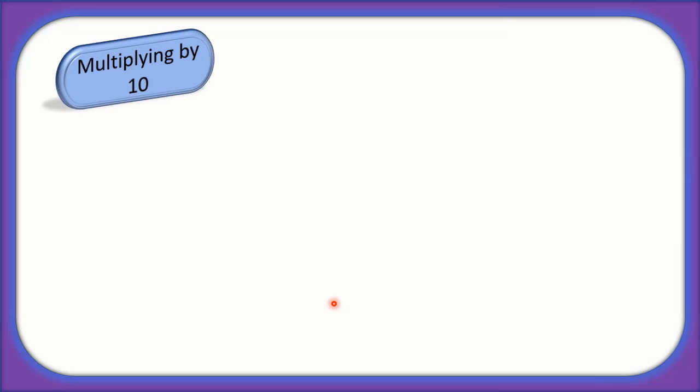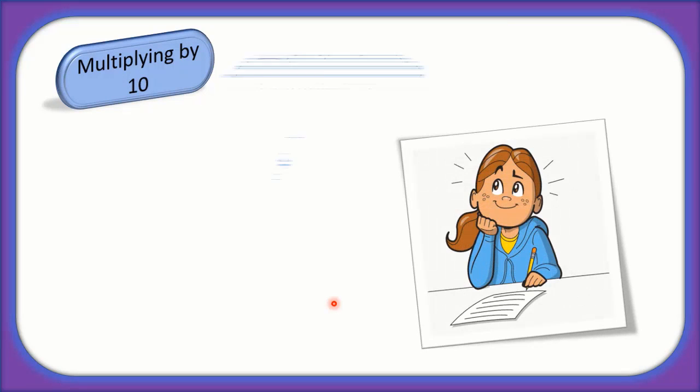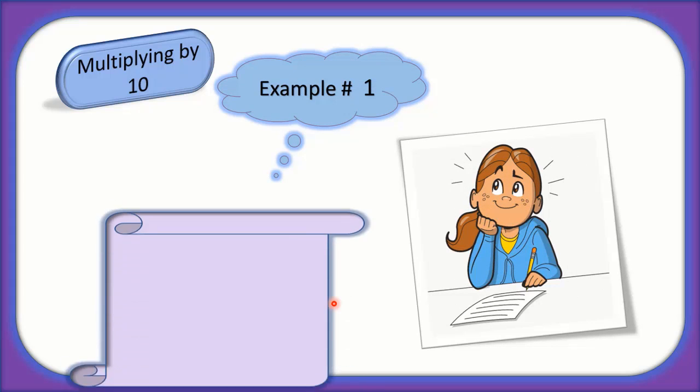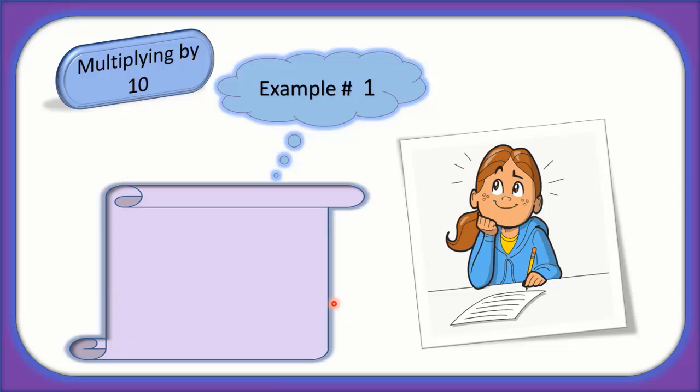First of all, we will discuss multiplying by 10. So let's explain this with the help of examples. Example number 1 is here. We have to multiply 7 by 10. As you know that 10 is equal to 1 tens, 0 ones. It means that we are going to multiply 7 by 1 tens and 0 ones.